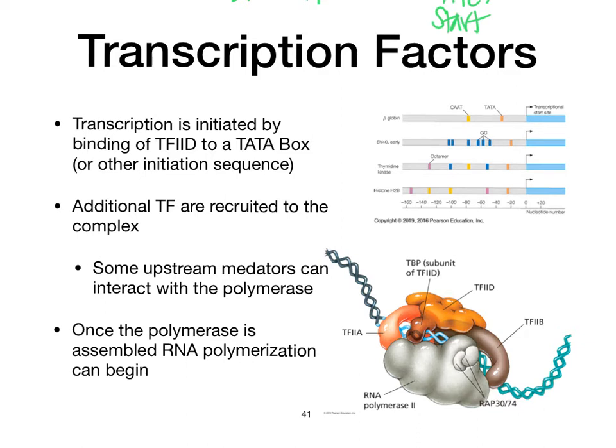So when we look at these genes over here, we can see that they're transcriptional. So here's our start codon. But all of these are promoters. So there are a lot more promoters. Some of the upstream mediators can actually interact with the polymerase. So we can control how much of the mRNA is made by some of these upstream components. Once this is composed and the open complex is formed, then we can go forward and transcribe mRNA.